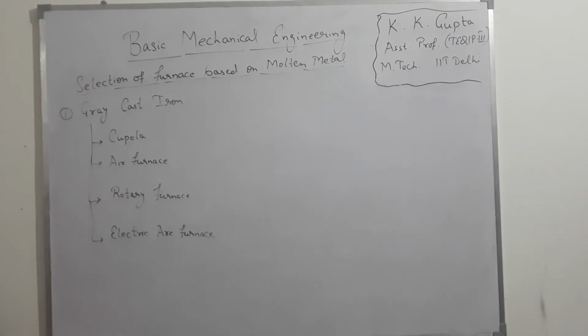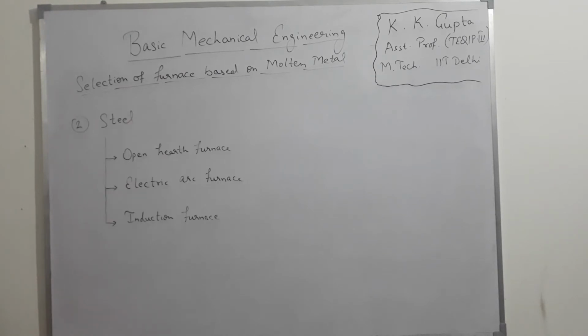Now selection of furnace based on molten metal. It means based on the molten metal we will decide which furnace we will use. For the grey cast iron, cupola, air furnace, rotary furnace and electric arc furnace. These furnaces can be used for melting grey cast iron. For melting steel, we can use open hearth furnace, electric arc furnace, induction furnace.